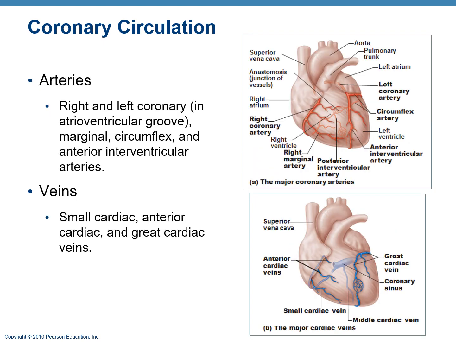The arteries of the coronary circulation are the right and left coronary arteries, which run in that atrioventricular groove on the external surface of the heart, as well as the anterior interventricular arteries. The veins are the small cardiac vein, the anterior cardiac vein, and the great cardiac vein, which is on the posterior side of the heart. You can see it sort of transparent here.